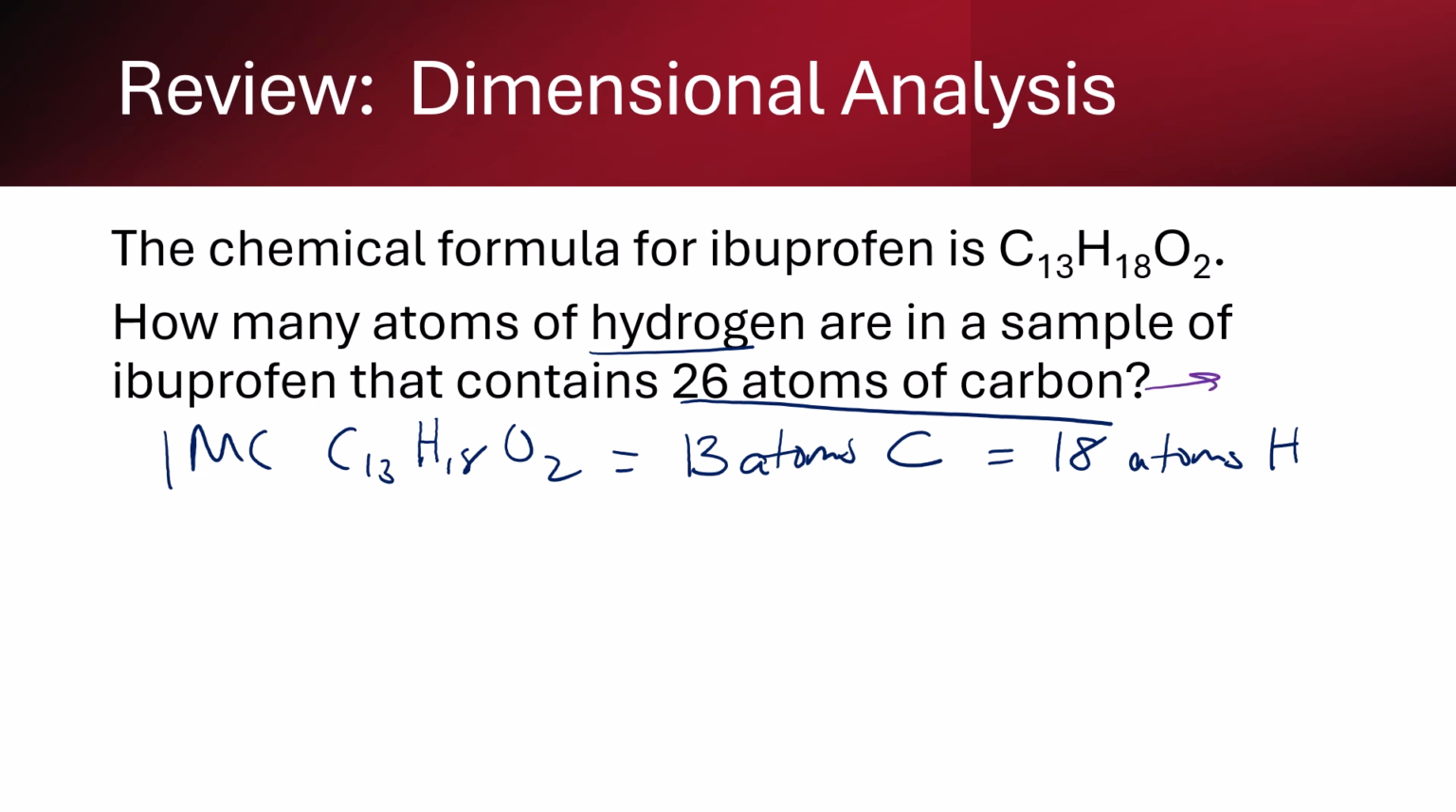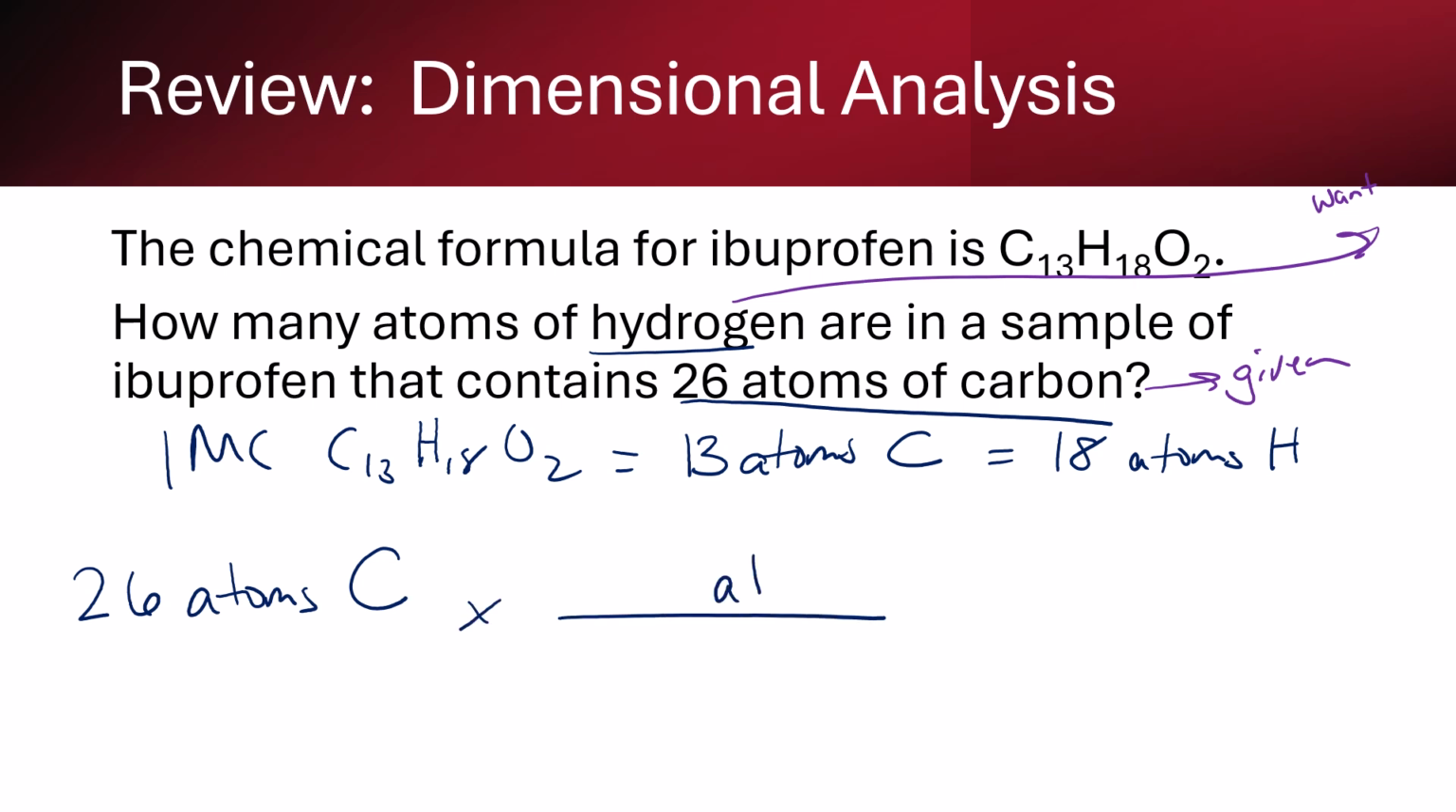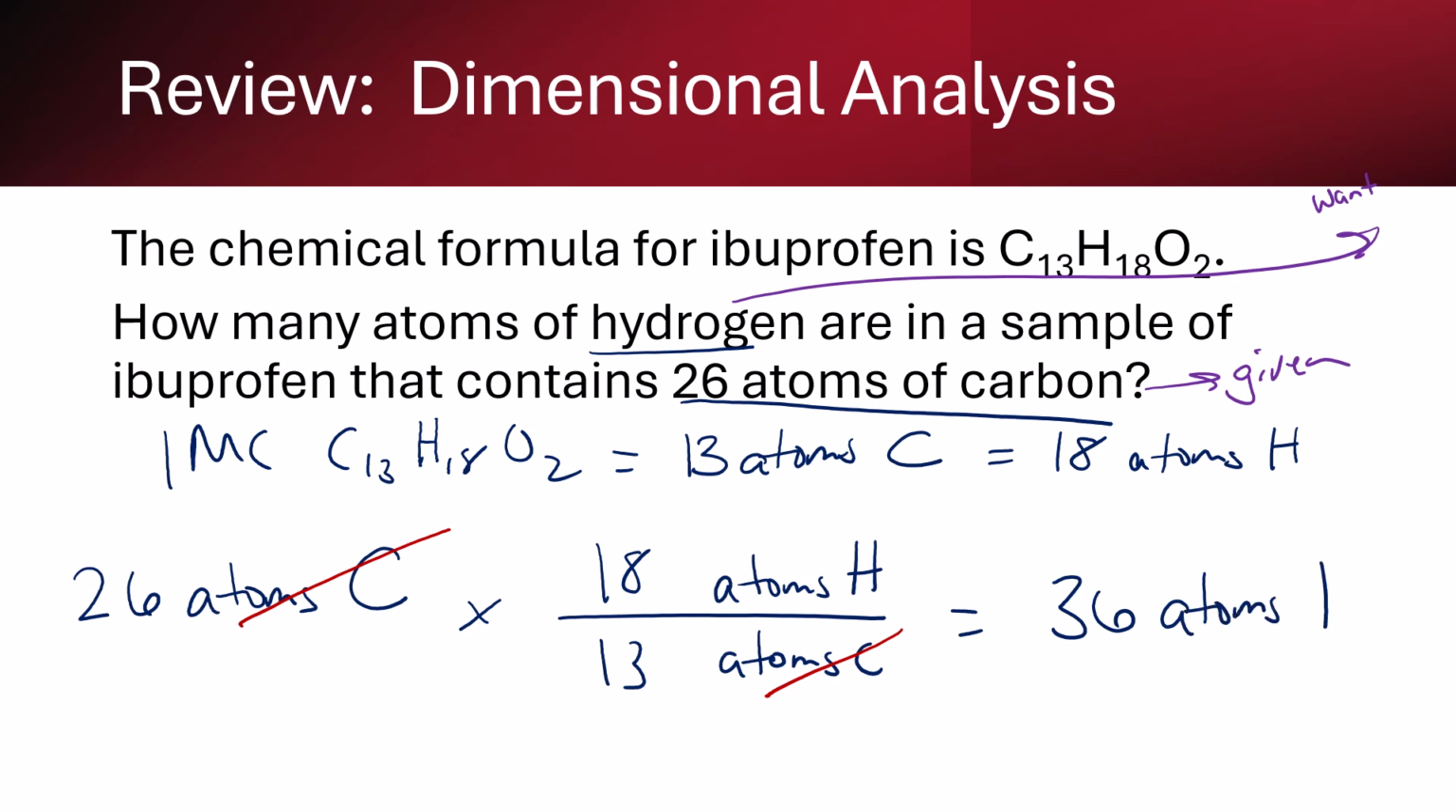Start with what's given. And then once you have what's given, you can solve for what you want. So I have 26 atoms of carbon, but I want atoms of hydrogen. In order to do that, I have to make sure my units will cancel. And so the numbers I put here are going to be my equivalents. So the 13 is going to go here, 18 is going to go here. My atoms of carbon cancel, my atoms of hydrogen remain, and I get 36 atoms of hydrogen. So very easy and straightforward.